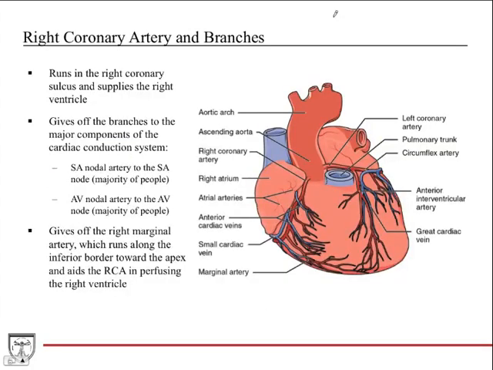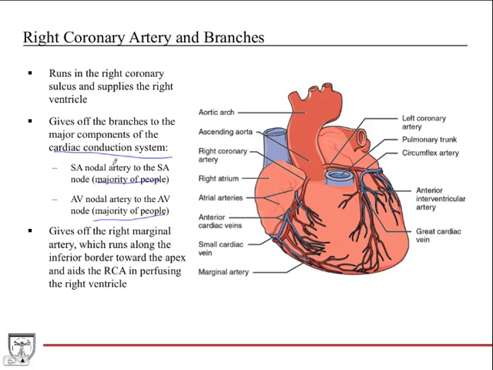So now the right coronary artery. Just like the left, it comes off the root of the aorta just past the valve here. And you can see it very nicely here coming down this way. It supplies the right ventricle. It's the major supply for that. And it gives off branches to the major components of the cardiac conduction system in the majority of people.